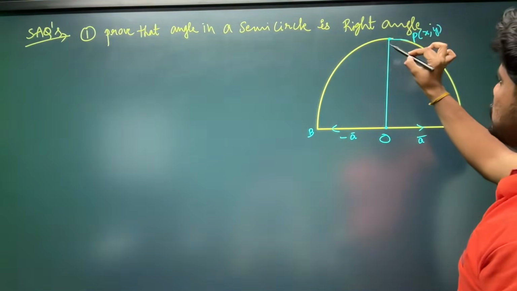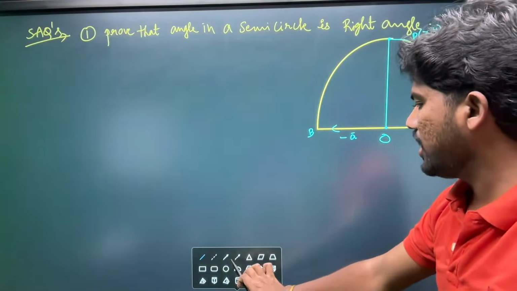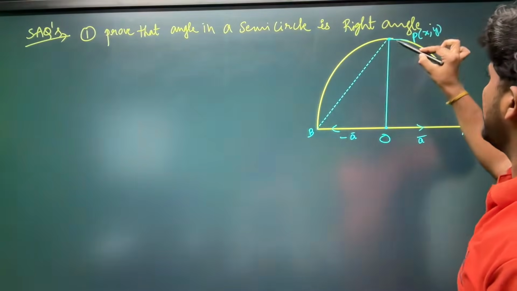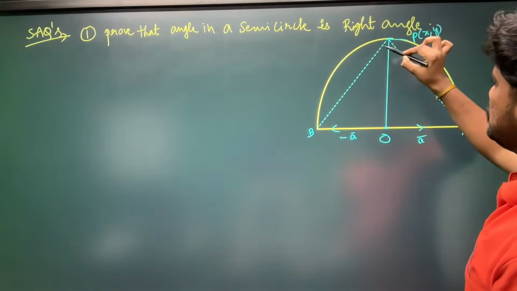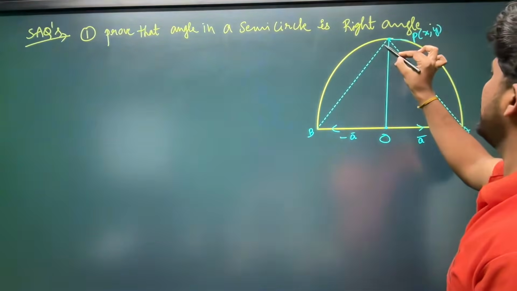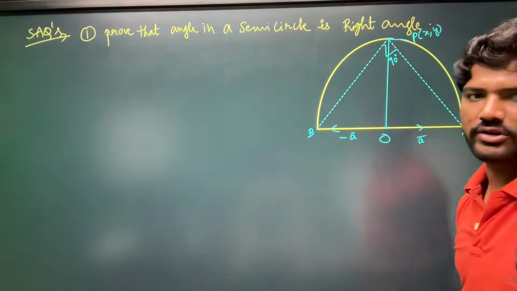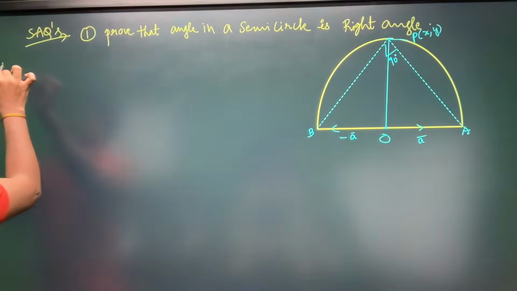So now we have to show that the angle at this point. To show that condition, you have to draw two lines, join P and B and join P and A. Now if you show that the angle between them is 90 degrees, we have to prove this angle is 90 degrees. Clear, everyone?